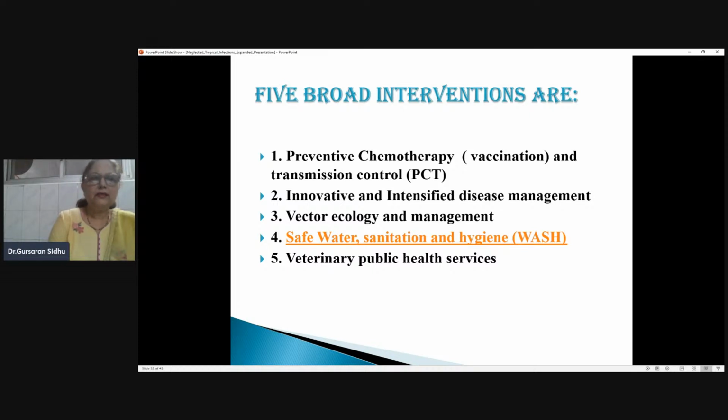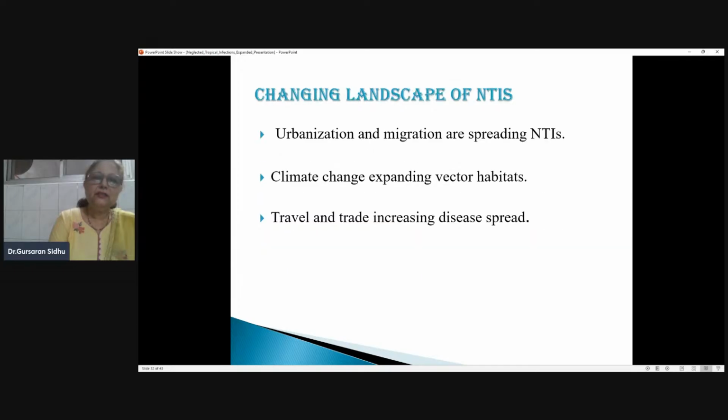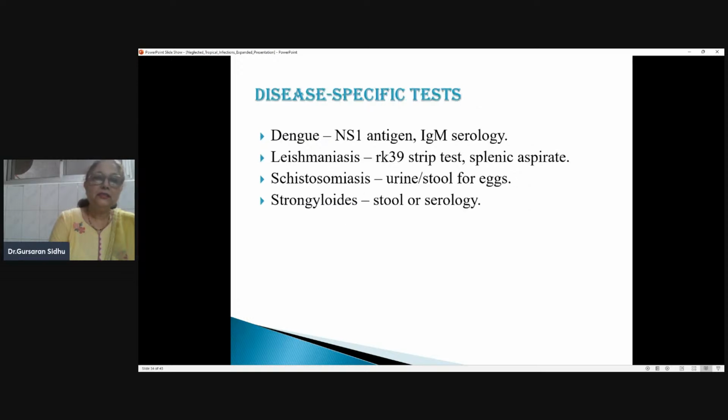It costs you nothing actually, because collecting and examining a stool sample, these days, hardly any one of our new pathologists has probably seen helminths as well. So safe water, sanitation, hygiene, very, very important. The changing landscapes, urbanization and migrations are spreading these neglected tropical diseases. Climate change, travel and trade are increasing the spread. And of course, we need to do all the specific tests.